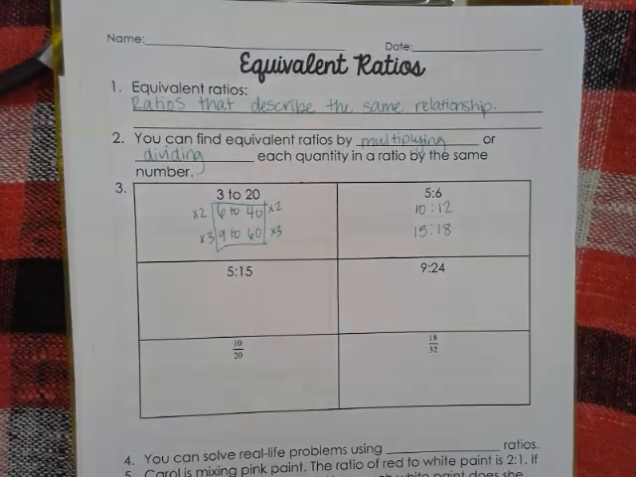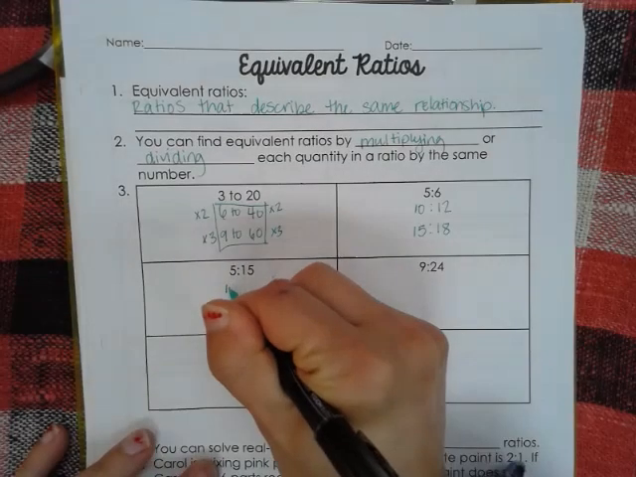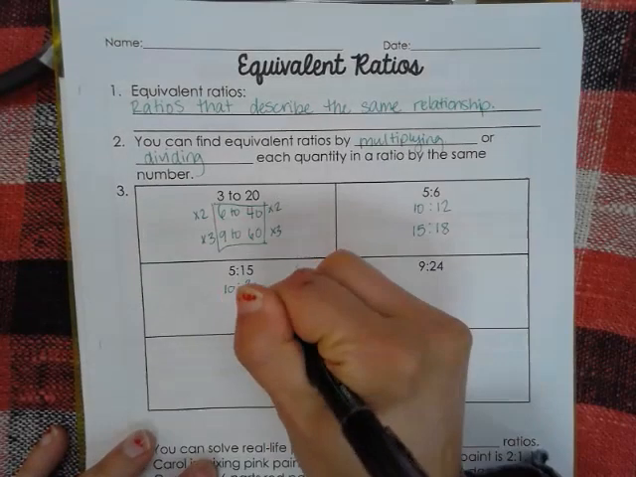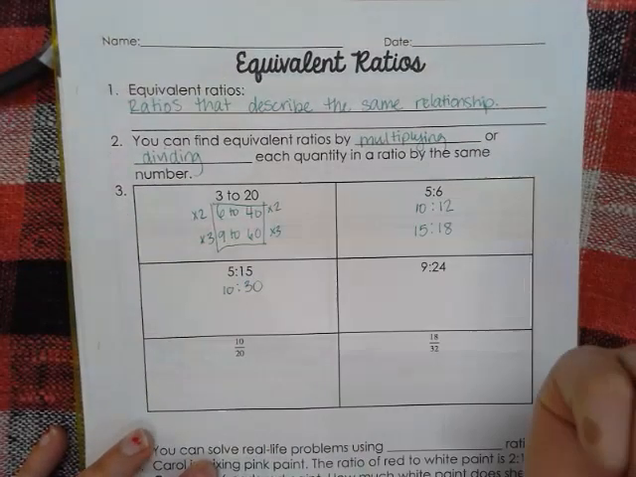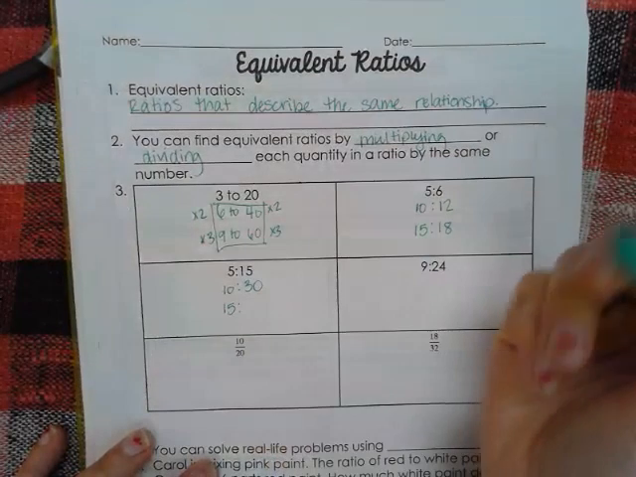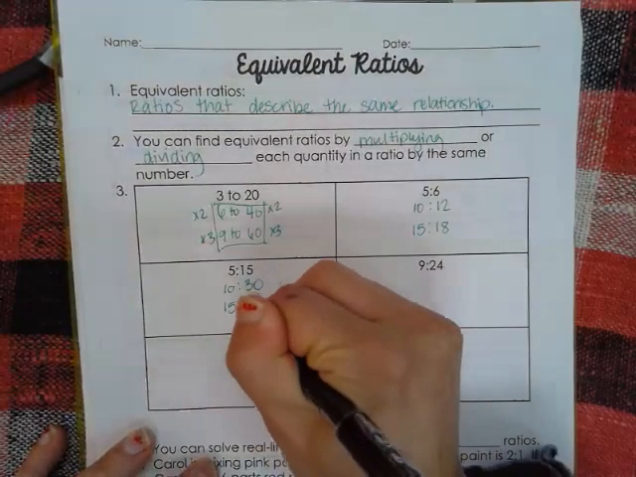Now we have 5 to 15. Again, I'm just going to stick with multiplying each by 2 and each by 3. So 5 times 2 is 10, 15 times 2 is 30. So 10 to 30. 5 times 3 is 15, 15 times 3 is 45. So 15 to 45.